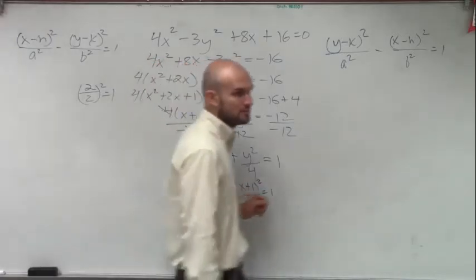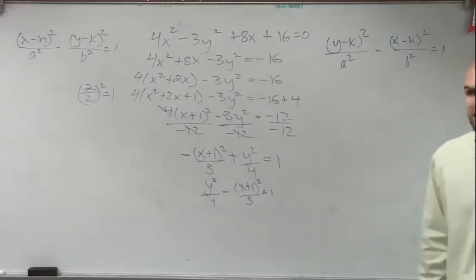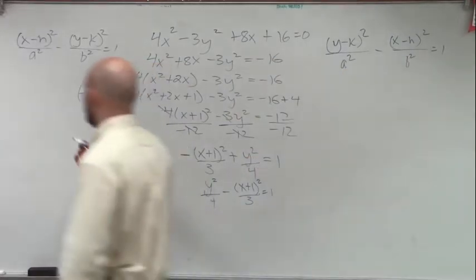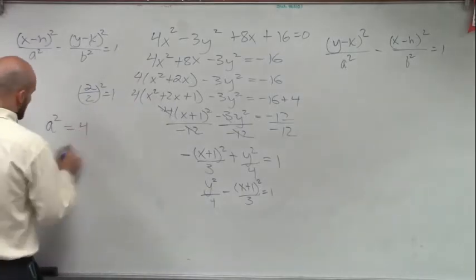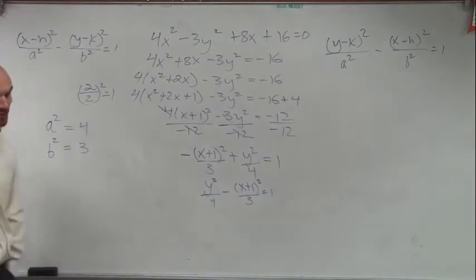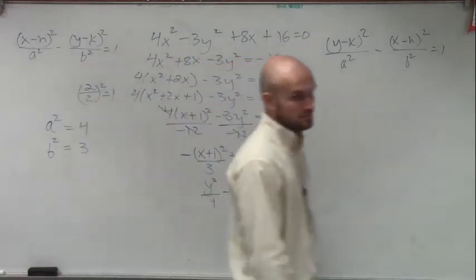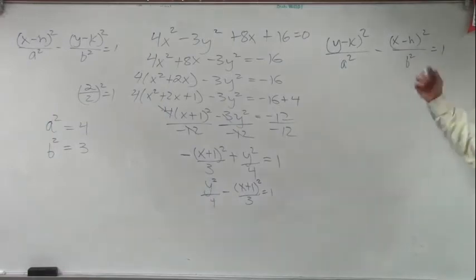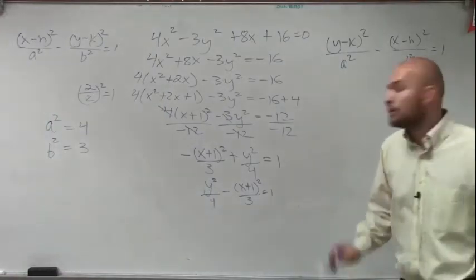So you're right. You want to write it in that format, because now when you have it as a subtraction, you know now that a squared equals 4 and b squared equals 3. Because it's always a squared minus b squared. For our hyperbola, a squared minus b squared. Huh? A is always the larger one. No, not necessarily.